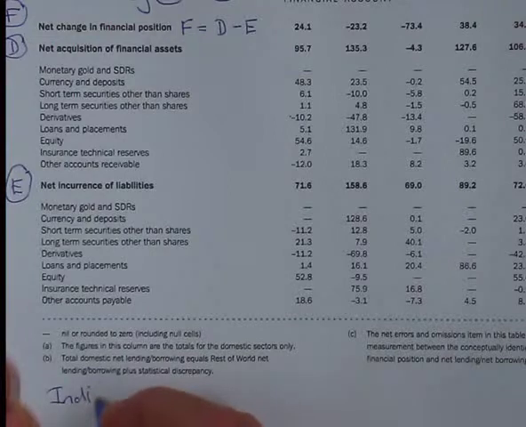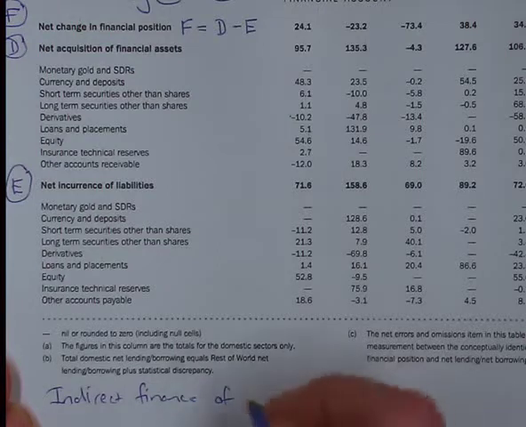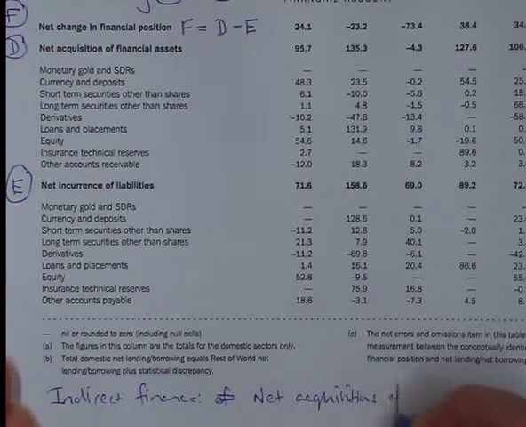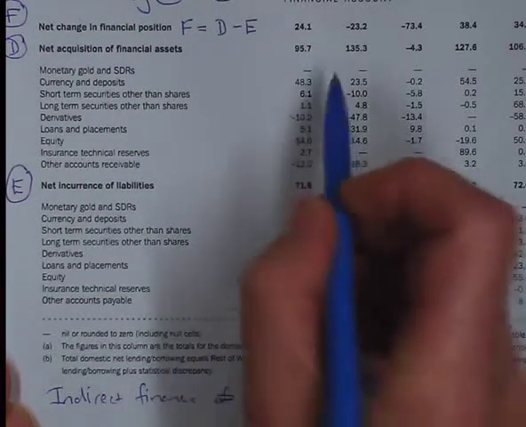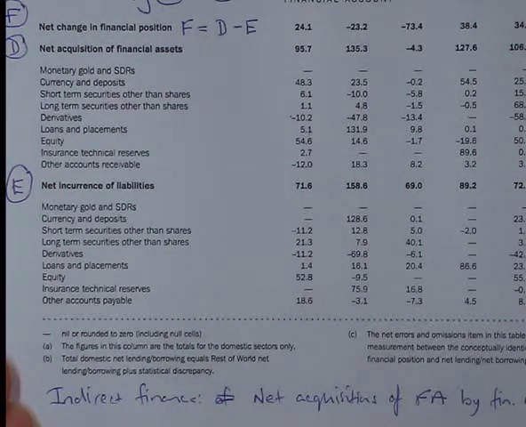Okay, so to measure indirect finance, we just look at the net acquisition of financial assets by financial corporations. FA is financial assets, as far as I'm concerned. Financial corporations are financial intermediaries, so we just look at that row there, and we can see that the net acquisition of financial assets by financial intermediaries was $135.3 billion.